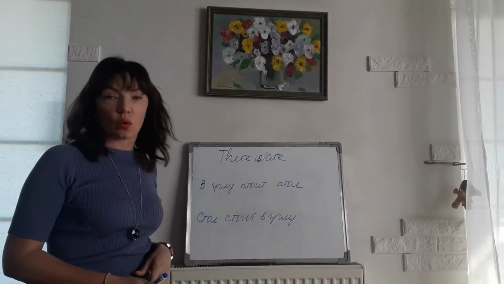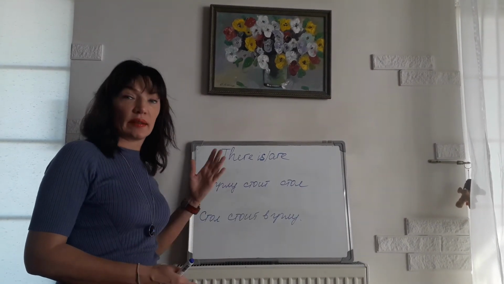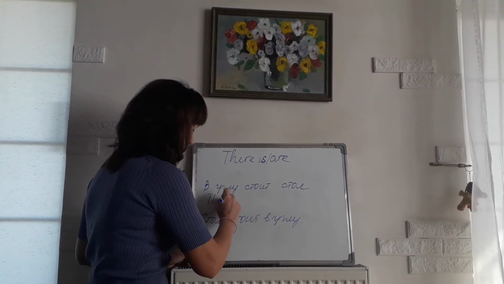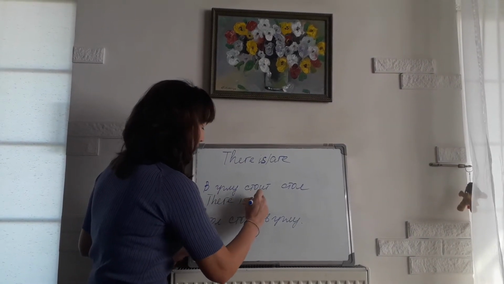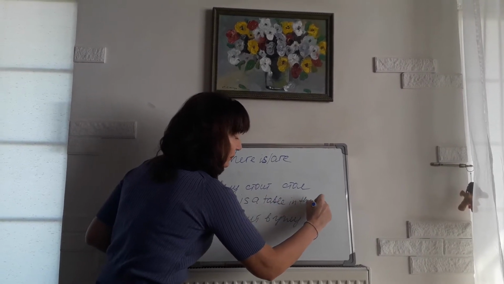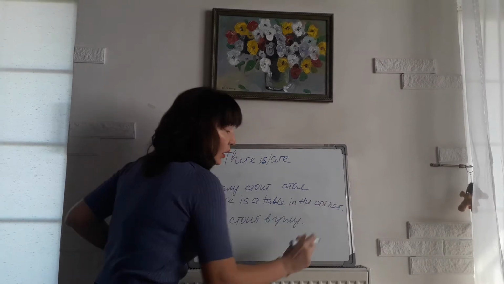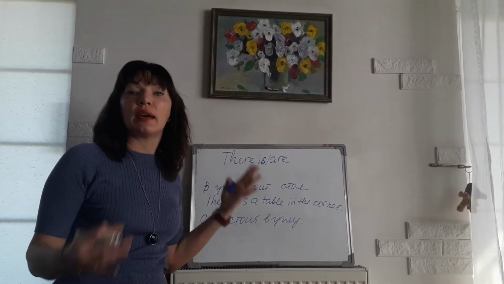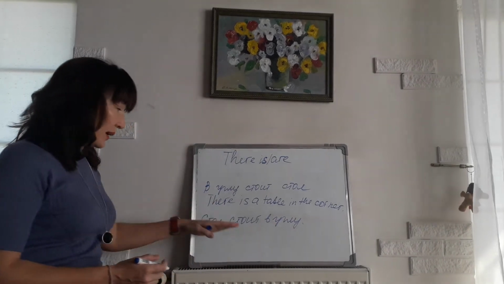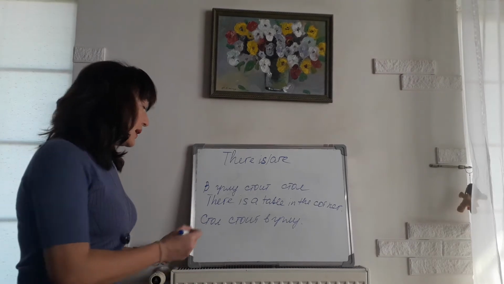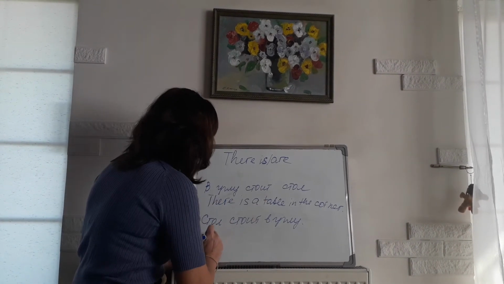В углу стоит стол. It is obvious that in this case we use the structure. There is a table in the corner. We know nothing about this table and we introduce a new noun into the sentence. In this case, the translation looks like: the table is in the corner.